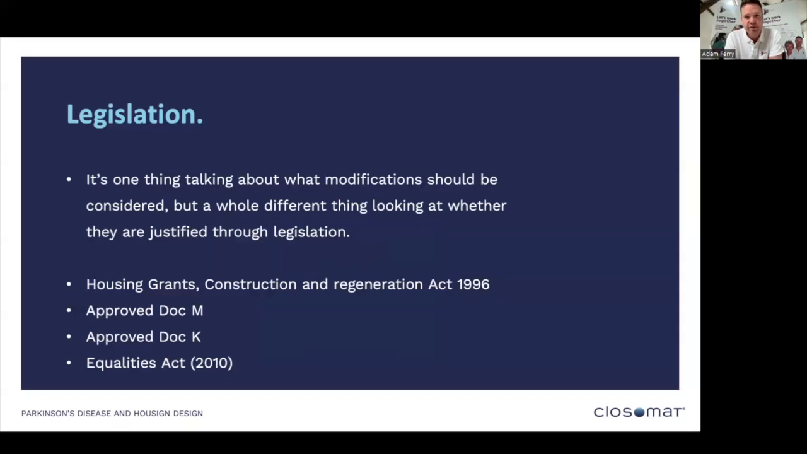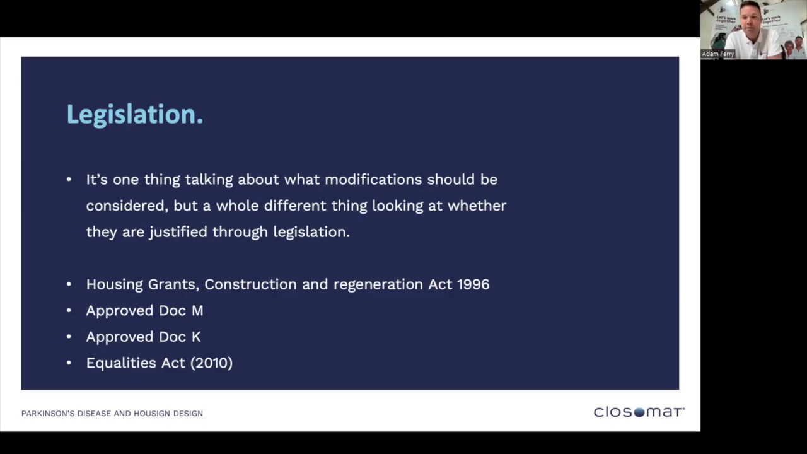So I just briefly want to touch on some legislation, because it's all well and good talking about what modifications should be considered, but very different looking at how you justify them through legislation. So we're going to have a quick look at DFG through the Housing Grants and Construction and Regeneration Act. Very brief look at Approved Doc M and Approved Doc K, which people are less familiar with.